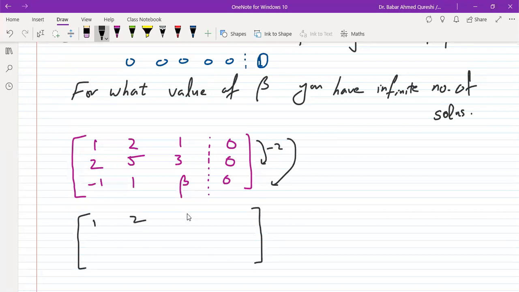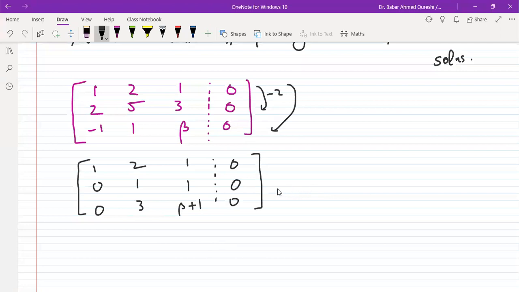1, 2, 1, 0. -2 plus 2, 0. -4 plus 5, 1. -2 plus 3, 1. -2 plus 0, -2. Sorry, 0. And when I add 2 plus 1, 3, beta plus 1, and 0.